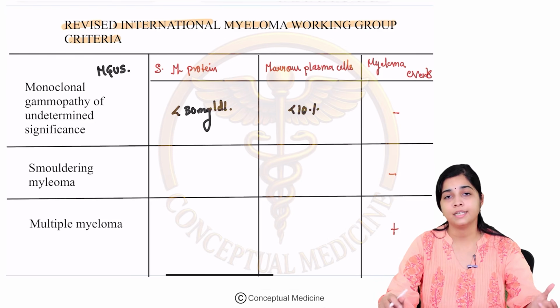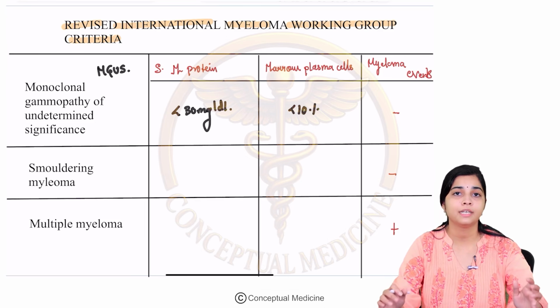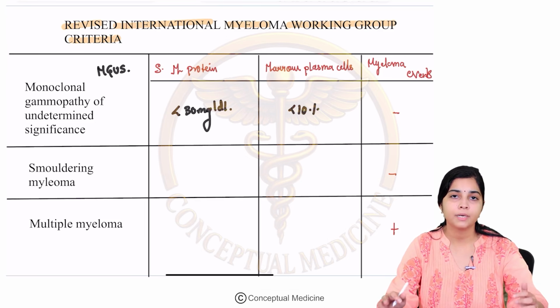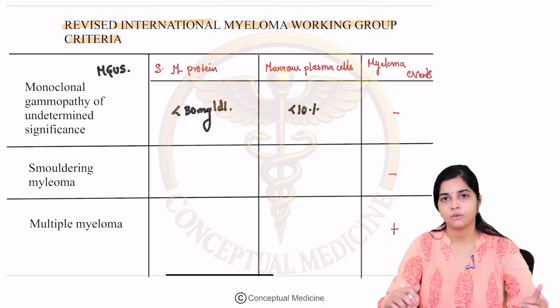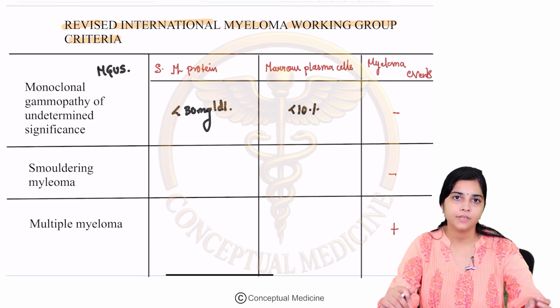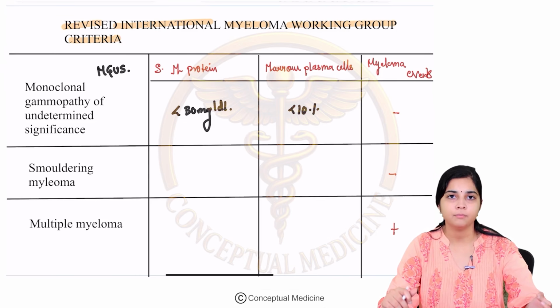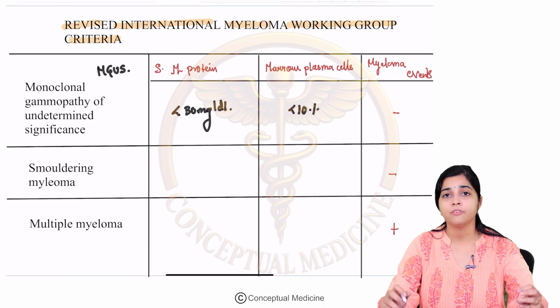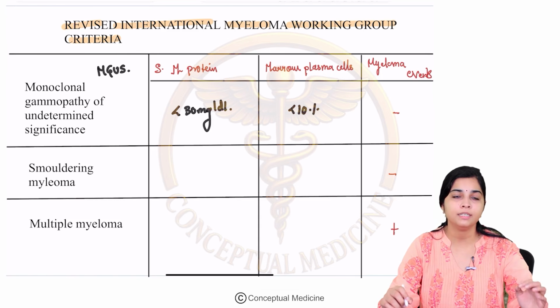And is there any evidence of myeloma defining events? What are myeloma defining events? This is also called the CRAB criteria, which is hypercalcemia, renal failure, anemia and bony pains. Okay, so if there is evidence of any of that, that is what we call a myeloma defining event.